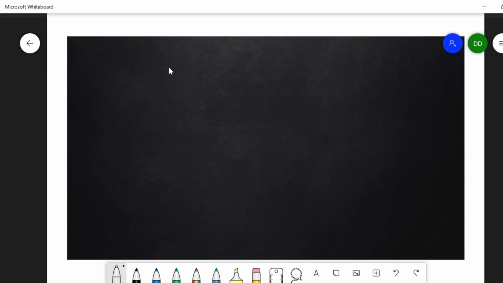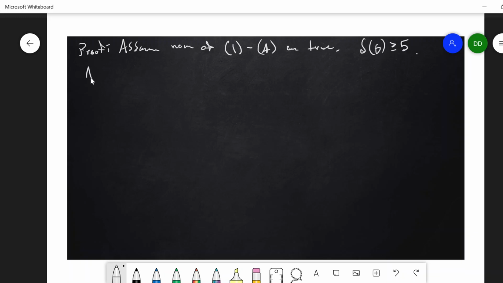So proof. We assume none of 1 through 4 are true. All right, this tells us that in particular, minimum degree is at least 5. And we're going to assign a charge of 6 minus i to each vertex of G.